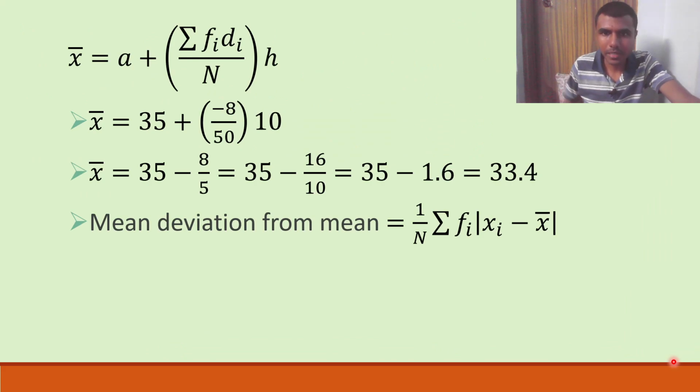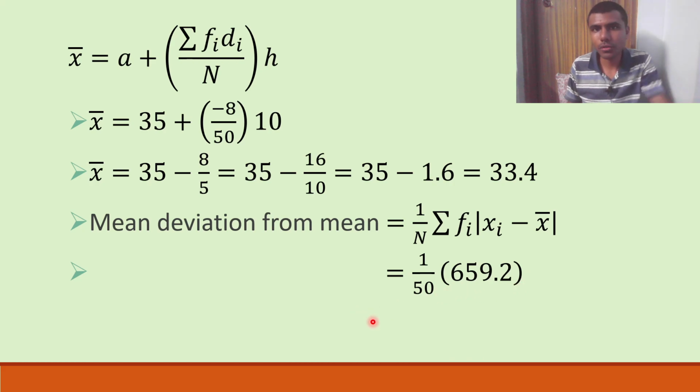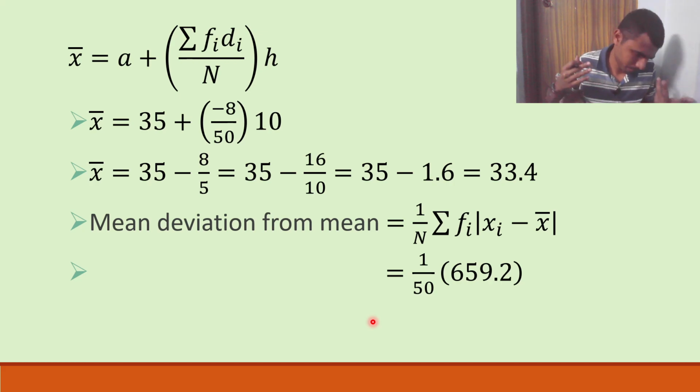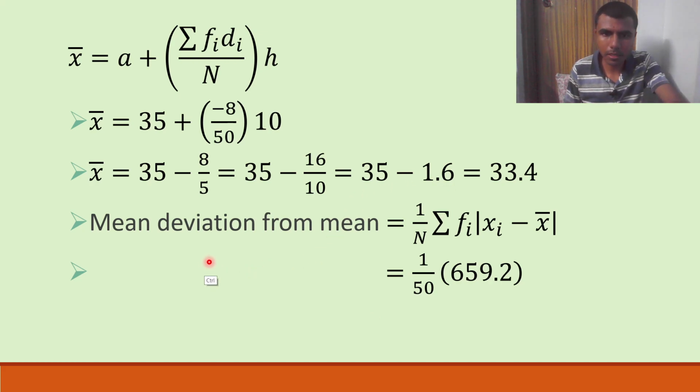Now mean deviation from mean is nothing but 1 by n sigma fi into modulus of xi minus x bar. So 1 by 50 into 659.2. Now again, how to do this calculation? Some of you will just mug up the answer as 13.18. That is okay, but I'll explain how to do. See, basically it is 659.2 by 50, right? So do into 2 into 2. Why? You will understand why. Because I'll get 100 in the denominator. That is kind of easy calculation.